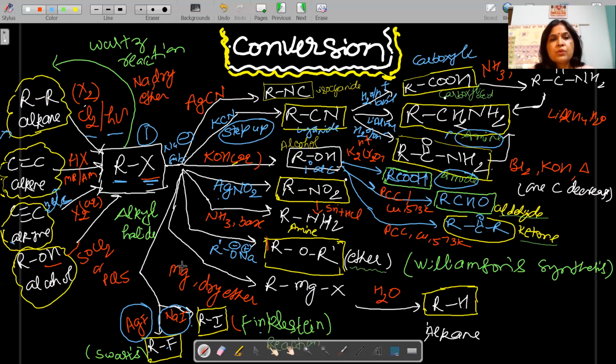One reaction also important is from metal. From metal, there are two reactions. One is with magnesium metal and second with the sodium metal. With magnesium metal, we can get Grignard reagent, RMgX. And you know, Grignard reagent is a very reactive compound. It's such a reactive compound that it reacts with moisture to form alkane. It converts into alkane or hydrocarbon.